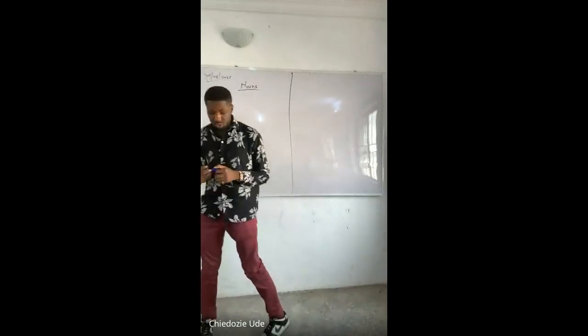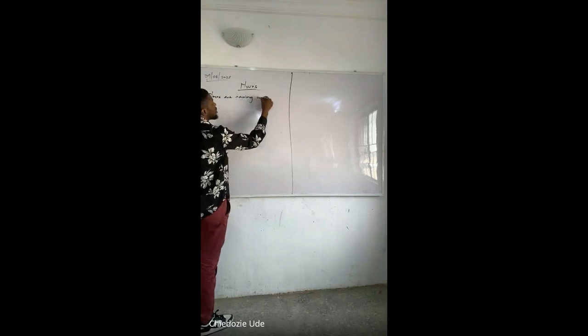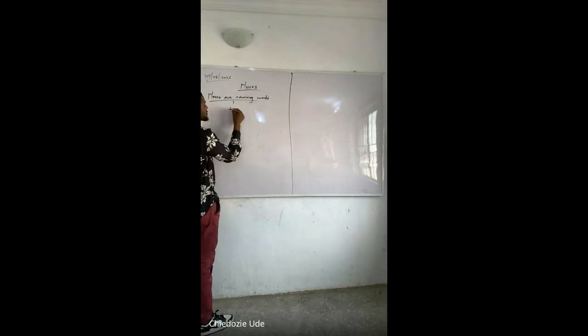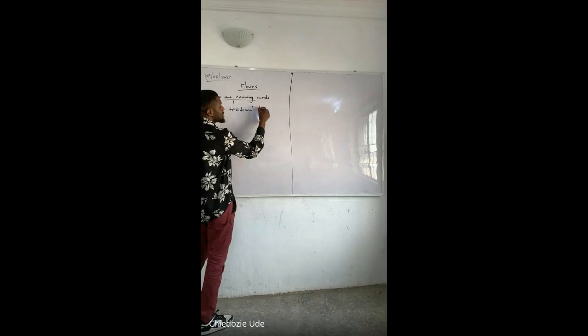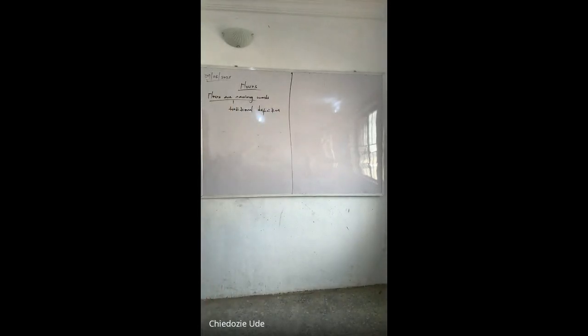So the first thing I want you to know about nouns is that, traditionally, nouns are naming words. This is the traditional definition. Now, this definition was okay when we were in primary school. It was okay when we were in secondary school. But this is A level, meaning that this definition is not really perfect anymore.